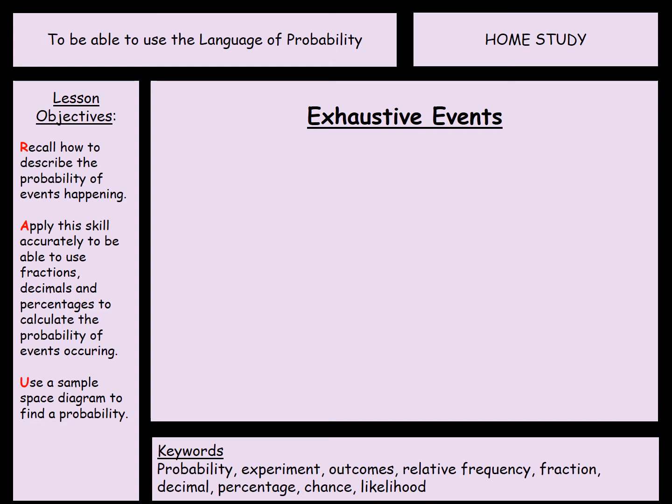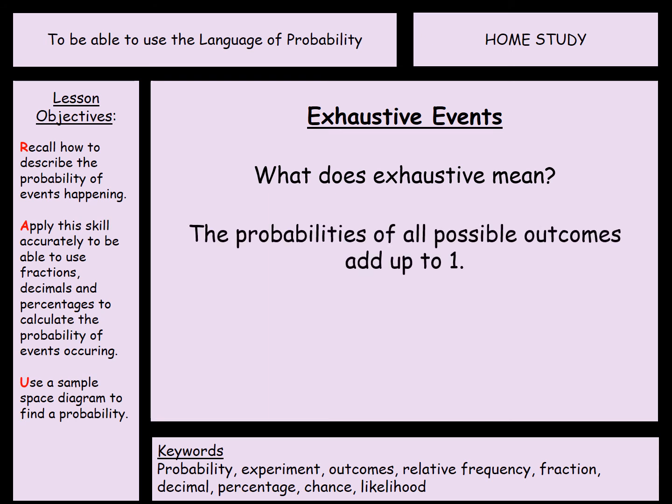Okay, next key word then, we're going to look at exhaustive events. So exhaustive is when the probabilities of all the possible outcomes add up to 1. So one thing or something else or something else, we get all of the different combinations, all the different possibilities, and they must be certain when we've got them all, so they will add up to one whole one. Remember that your probabilities are always defined as being between 0 and 1 on our number line.